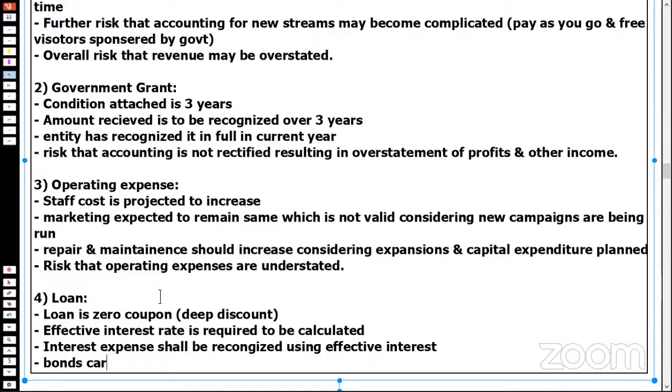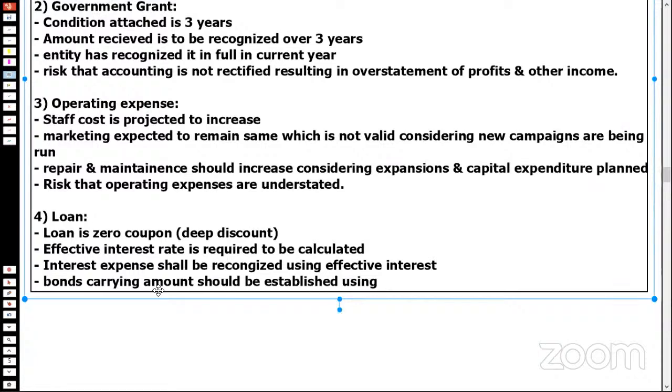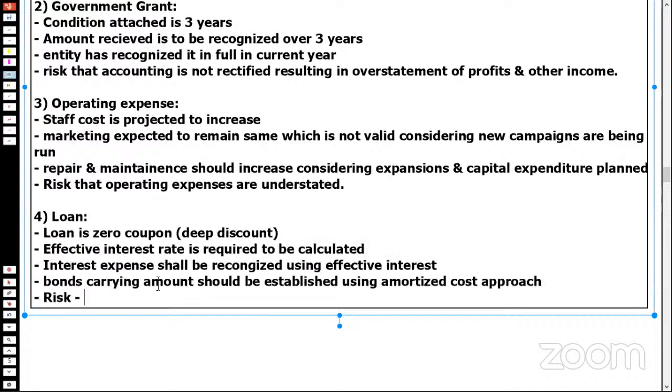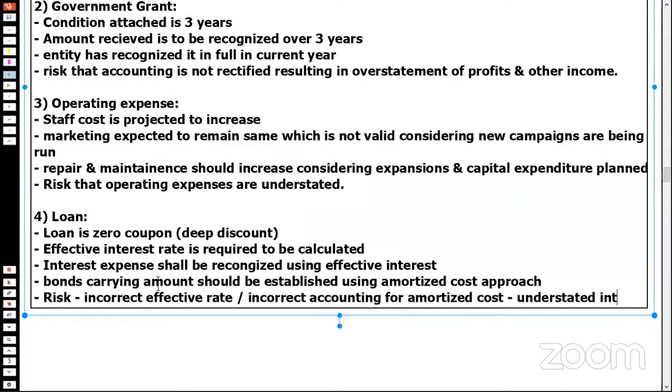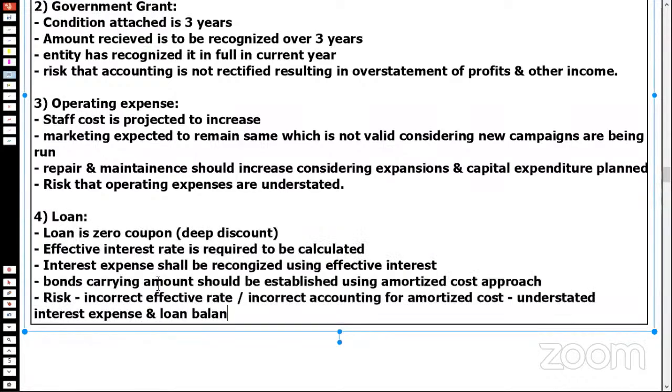The bond's carrying amount should be established using the amortized cost approach. The risk is that an incorrect effective rate and incorrect accounting for amortized cost result in understated interest expense and loan balance.